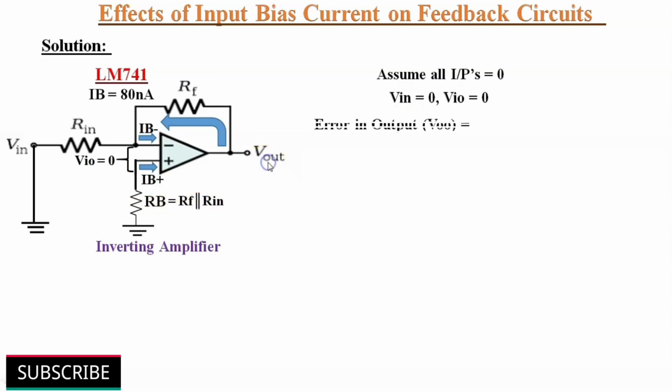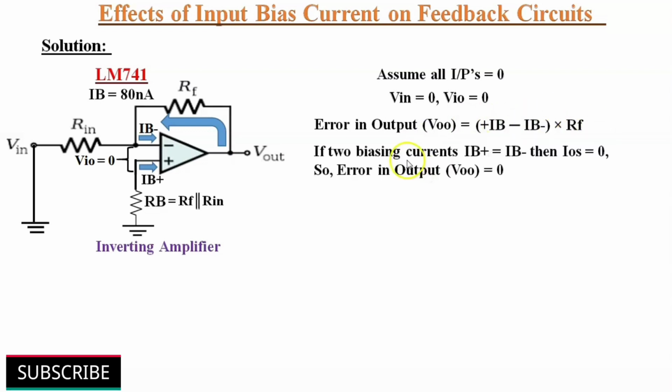So now the error in output, or output offset voltage VOO, is equal to (IB plus minus IB minus) into RF. If the two biasing currents IB plus and IB minus are equal, then the error in output will also become 0. We can write the error in output, or output offset voltage, as the input offset current into the feedback resistor value. That means IOS into RF.